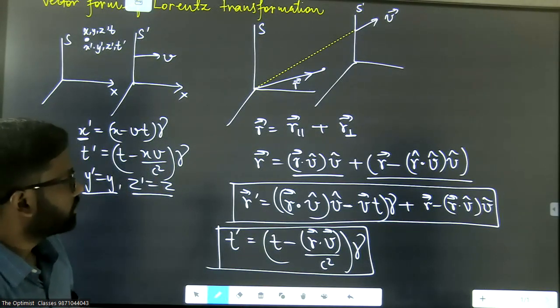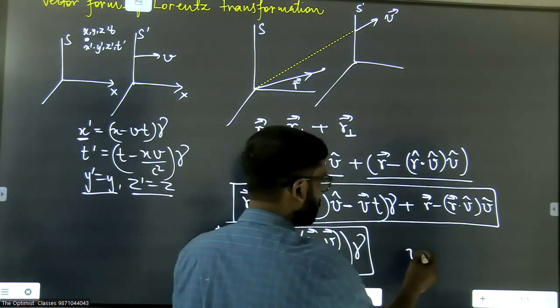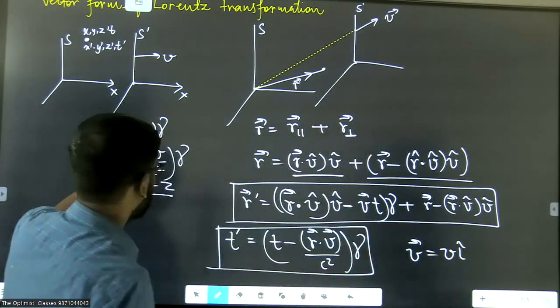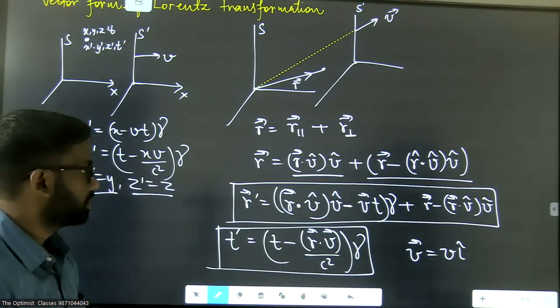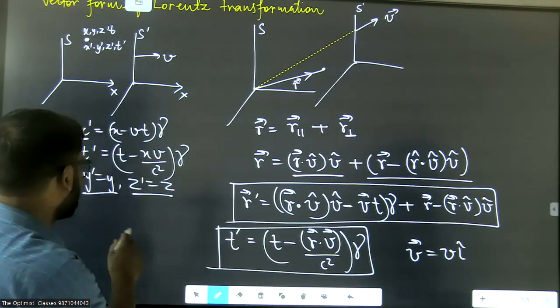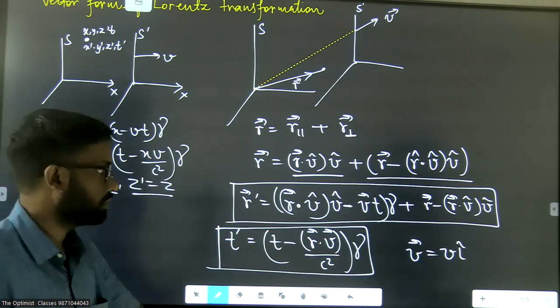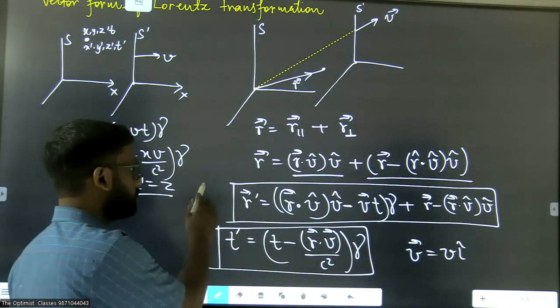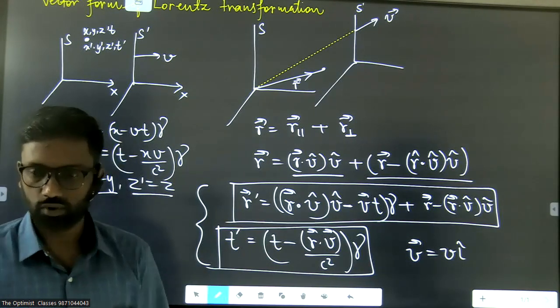Now suppose you put v vector equal to v into i cap, then you will get back this relation. You can check that. Not only this relation, you will get these two relations also if you put v equal to v i cap. So this is the general form of Lorentz transformation, or you can say the vector form of Lorentz transformation. All right.